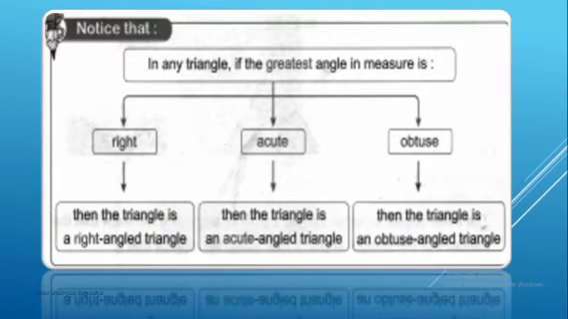Note that in any triangle, if the greatest angle in measure is right, then the triangle is a right angle triangle. If the greatest angle is acute, then the triangle is an acute angle triangle. If the greatest angle is obtuse, then the triangle is an obtuse angle triangle.